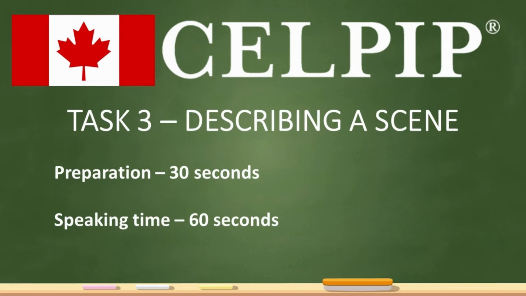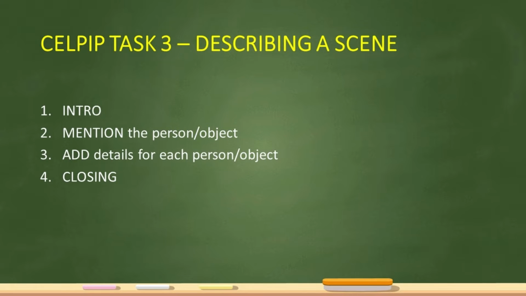So, for task 3, we will use this structure. We start off with an introduction, in which you will give a broad description of the picture. From there, you will move on to mentioning the people or objects you see. As you mention them, you will add details to complete your description. And at the end, you will add 1 or 2 sentences to close off your answer.